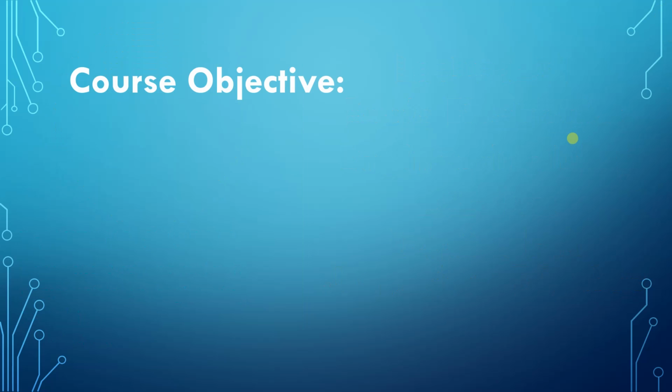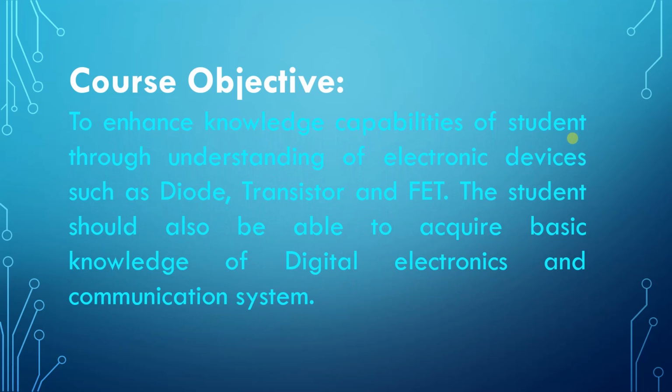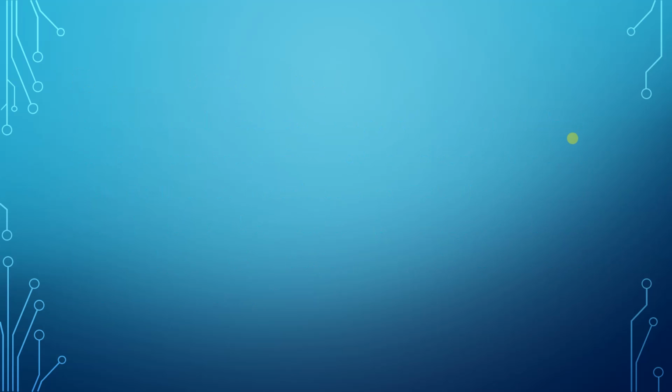Here, before discussing the PN junction diode, we will discuss the course objectives of Basic Electronics subject. It is basically to enhance knowledge capabilities of students through understanding of electronic devices such as diodes, transistors and FETs. FETs are field effect transistors. The students should also be able to acquire basic knowledge of digital electronics and communication systems.